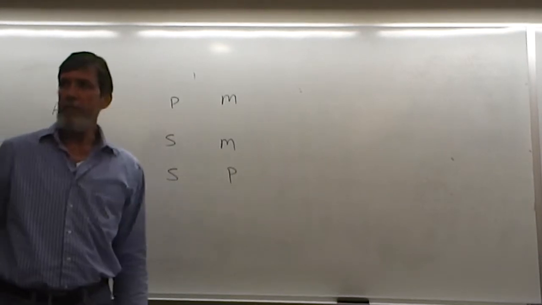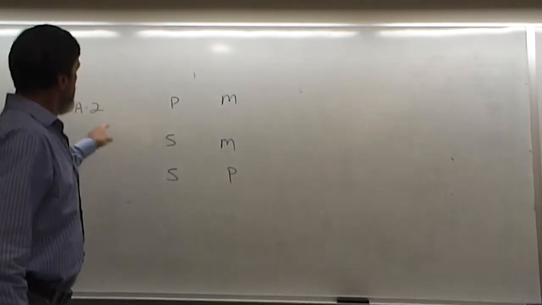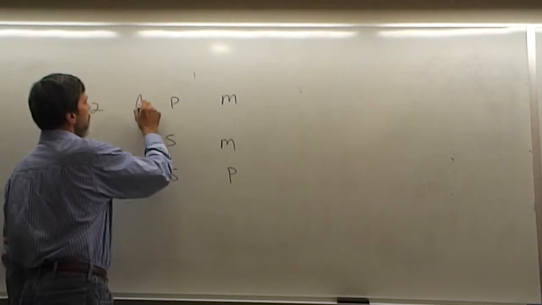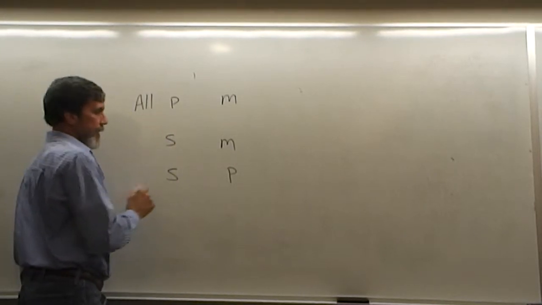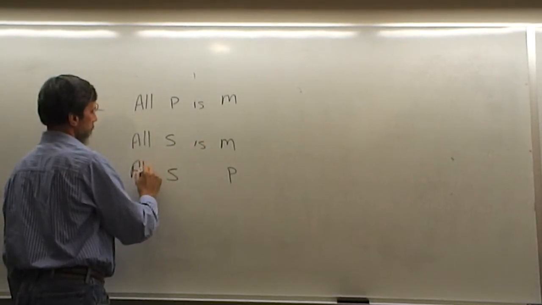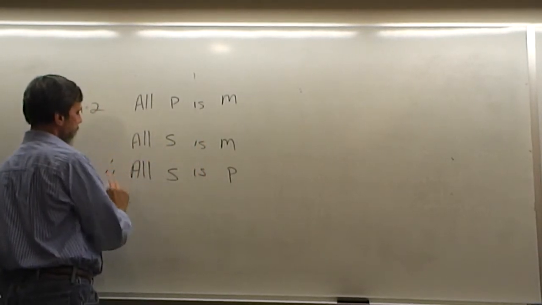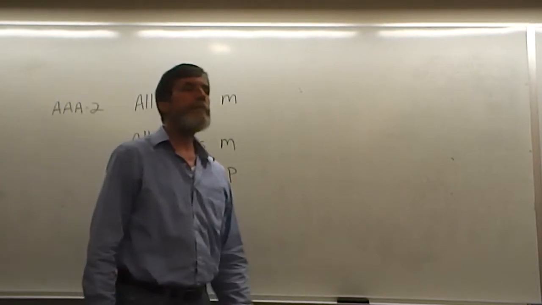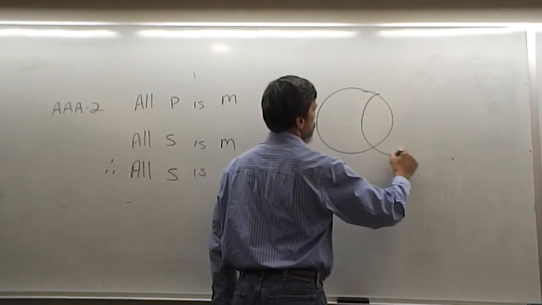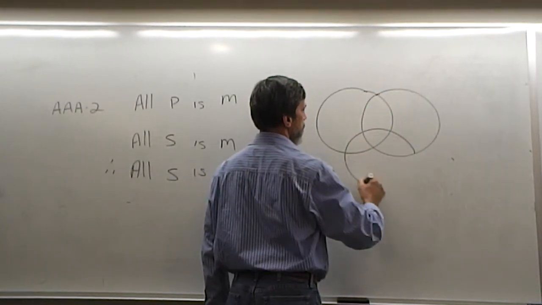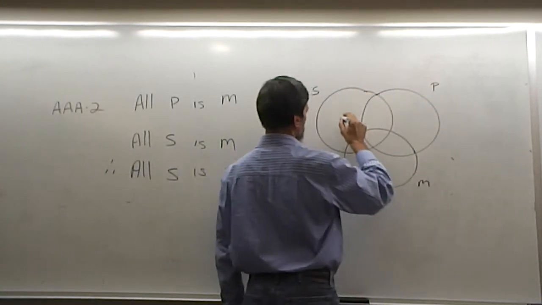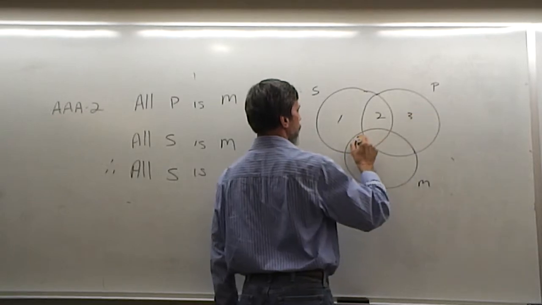So now we just finish it off by supplying the quantifiers and copula indicated by the mood AAA. Again, they're all A propositions. So our quantifier is all, and the copula is. Draw another three-circle diagram. We'll always number those segments 1 through 7 in this order.